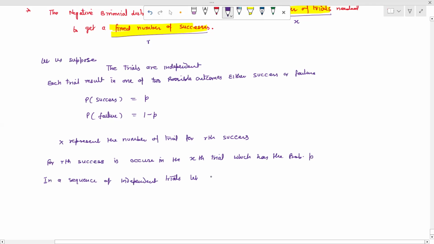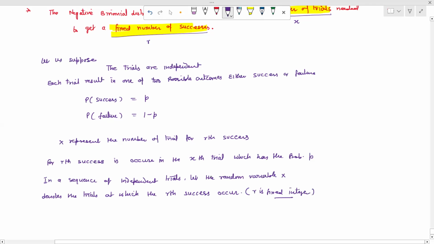the random variable x denotes the trial at which the rth success occurs. So this r, we can say that r is a fixed integer. So we remember this thing. r is a fixed integer.